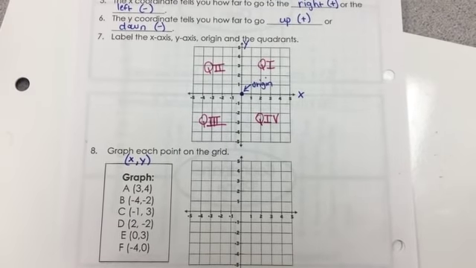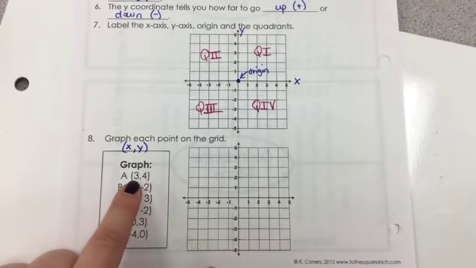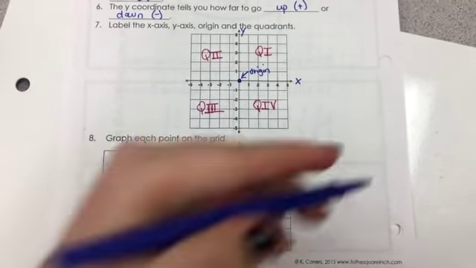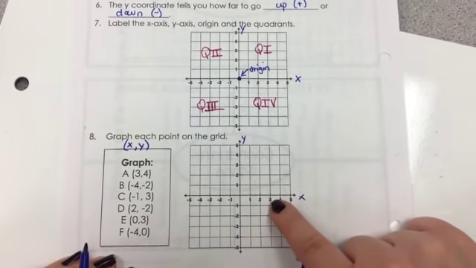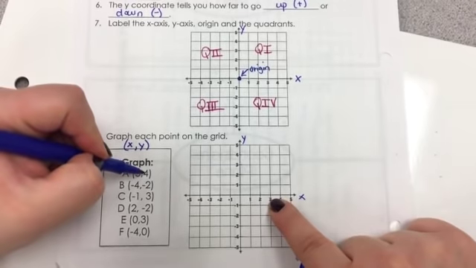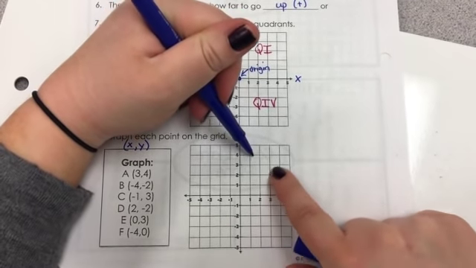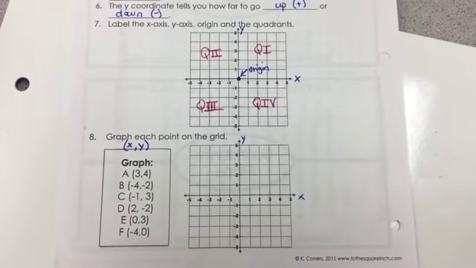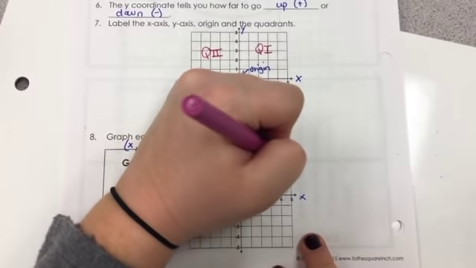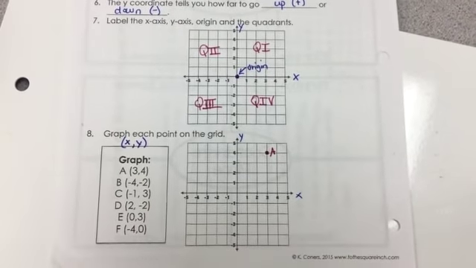So if we want to graph point A, the ordered pair 3, 4, we're going to find 3 along the x-axis, and I'm going to label my axes. We're going to find 3 along the x-axis right here. And then we're going to go up to 4 on our y-axis, and find where that point would meet. We can put a plot right there and label it point A.